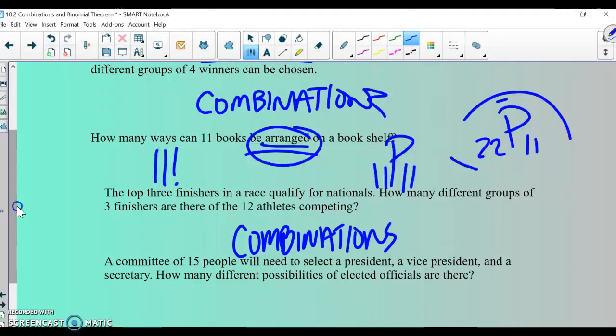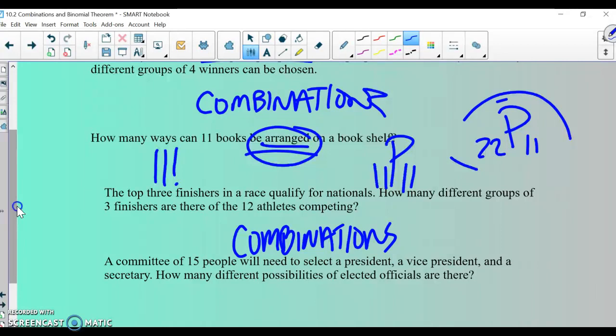And then last example, a committee of 15 people will need to select a president, a vice president, and a secretary. How many different possibilities of elected officials are there? Anytime we have committees, I could go either way, right? I could say, how many different ways are there to select 3 people from a group of 15 to be on a committee? That would be combinations.